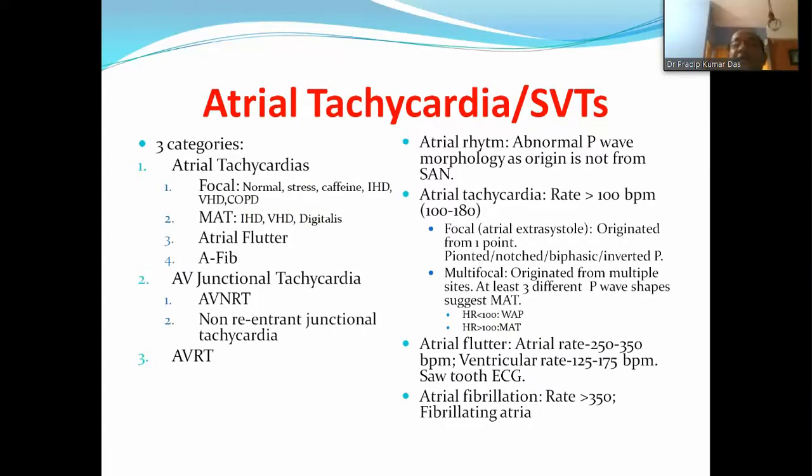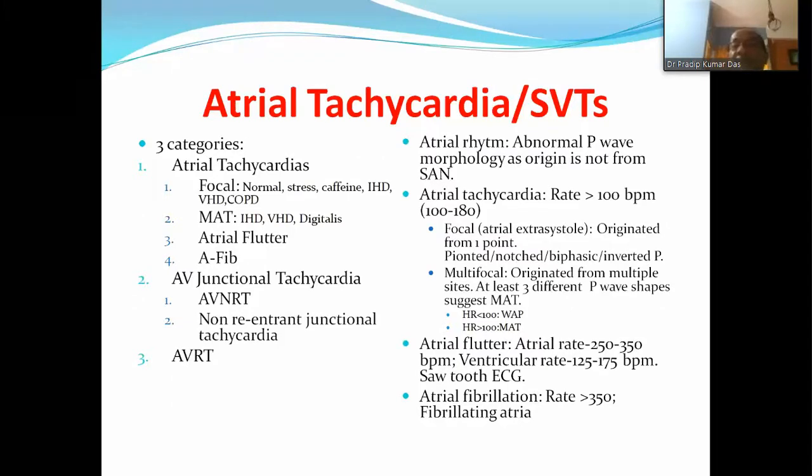In case of atrial tachycardia, the rate will be more than 100 beats, up to 180. The focal type, commonly called atrial extrasystole, originates from one point. The P wave may be pointed, notched, biphasic, or inverted. Any variety of P wave other than sinoatrial node origin is abnormal.